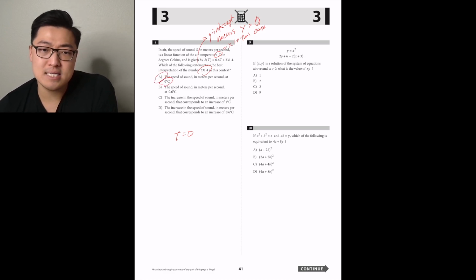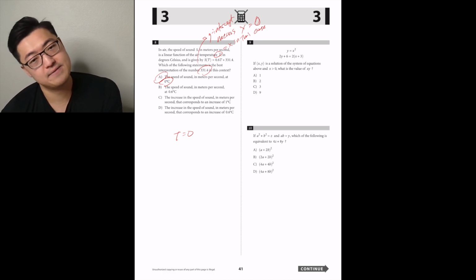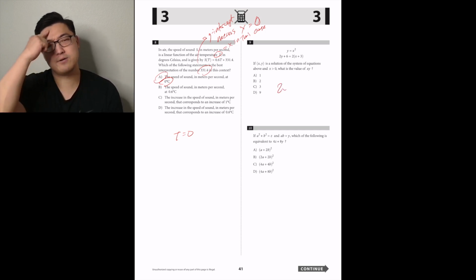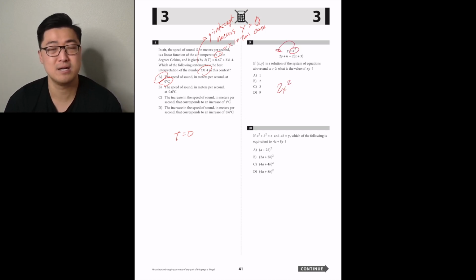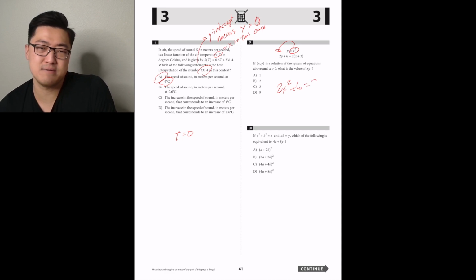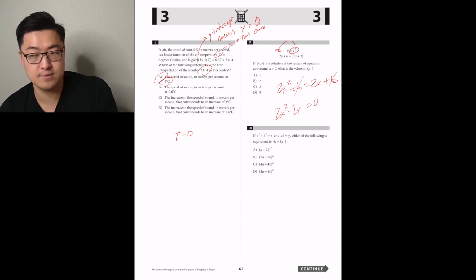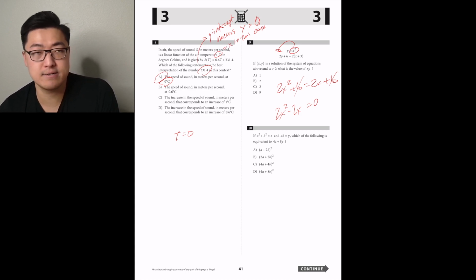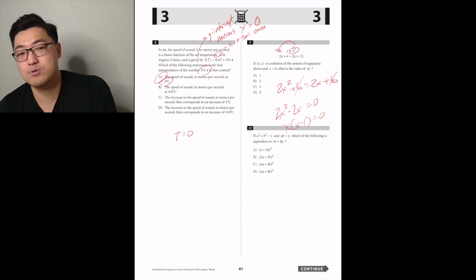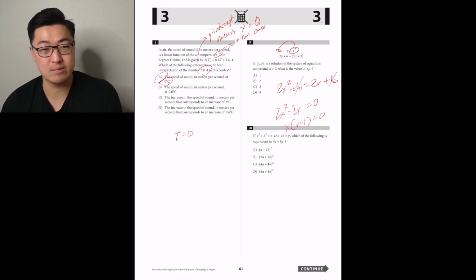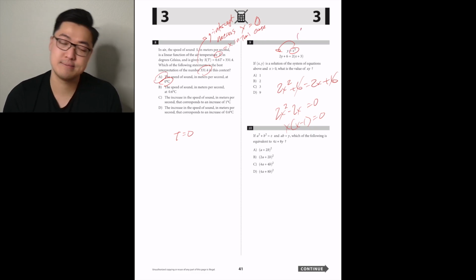9. If (x, y) is a solution to the system of equations above and x is greater than 0, what's the value of xy? I think we might have to substitute. So we can substitute the y out. We get 2x squared plus 6 is equal to 2x plus 6. Oh, 2x squared minus 2x is equal to 0. So x is 0 or x minus 1. So that means it's not the 0 one because they said that x is greater than 0, so x is 1. If x is 1, then 1 squared equals y. That means y is also 1. 1 times 1 is 1 last time I checked.